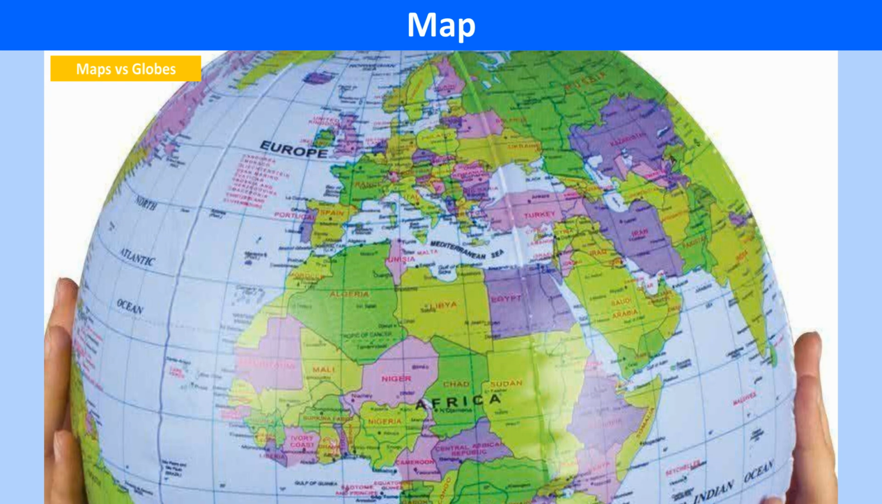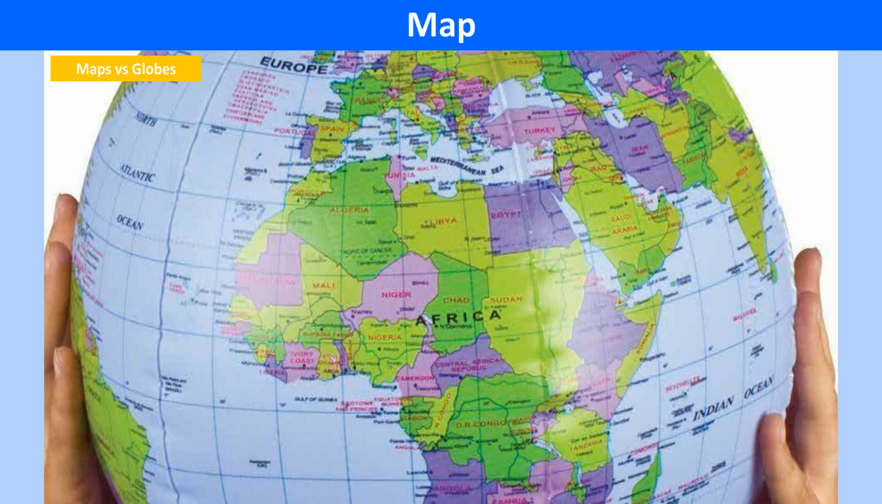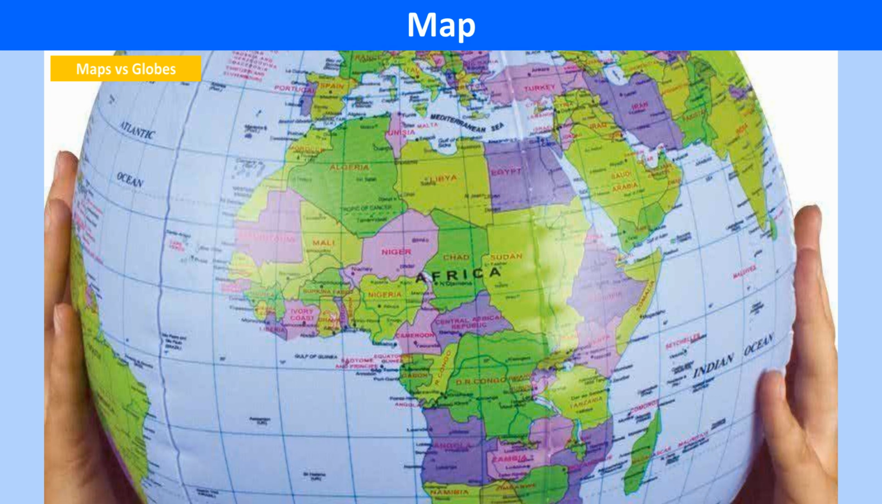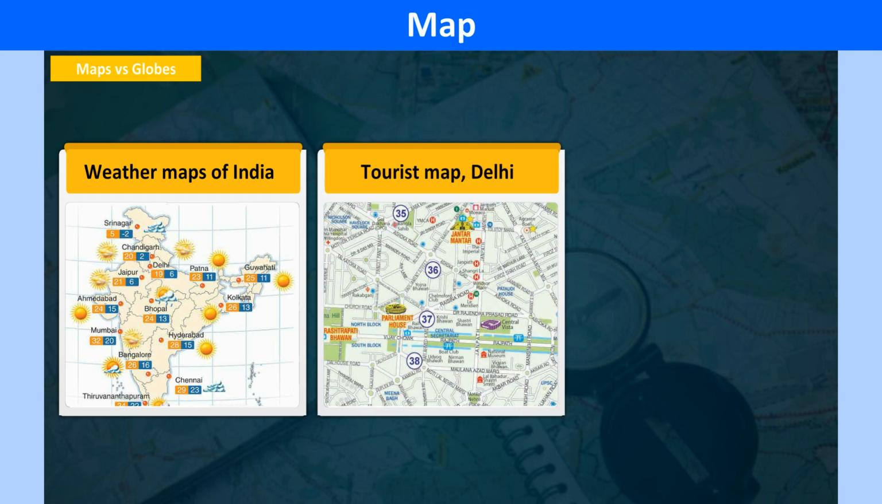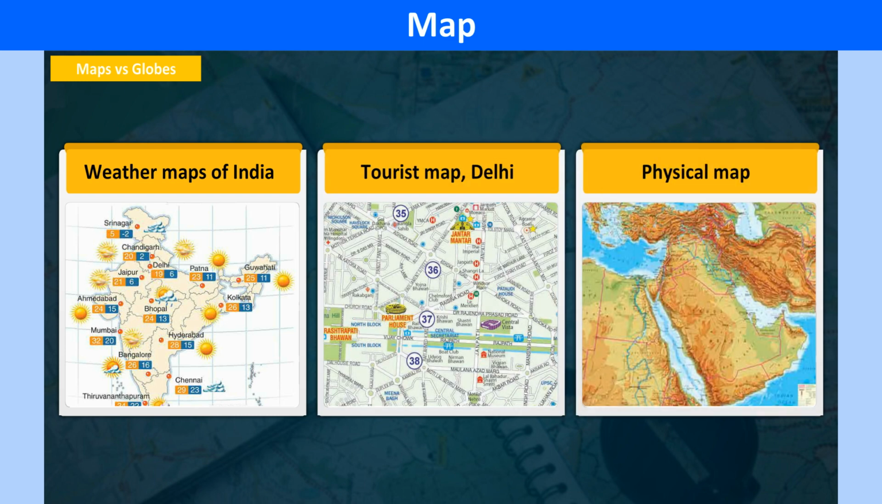Maps also use simple grids and imaginary lines of latitude and longitude, as in a globe, to make it easier to locate places. Being flat, maps have distortions but show correct area and distances. Maps have some advantages over globes. They show different types of information such as weather, tourist spots, and physical features in great detail.